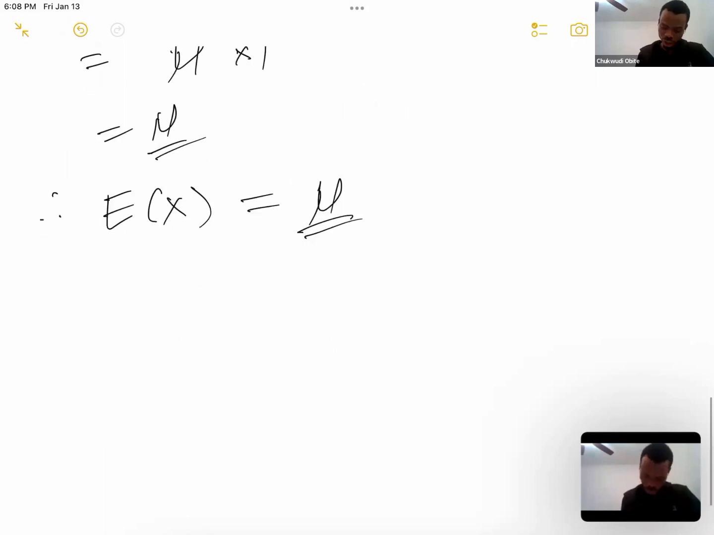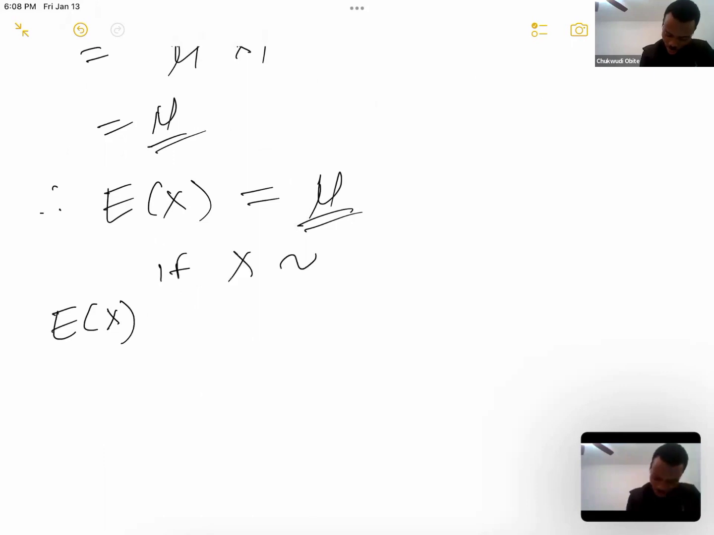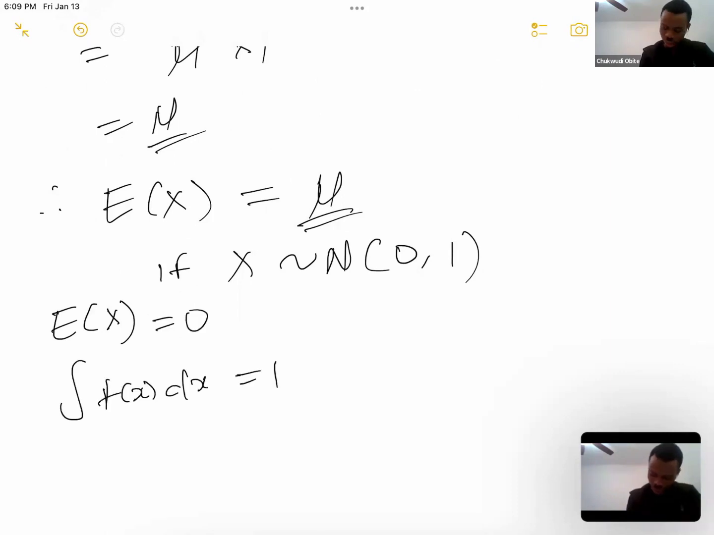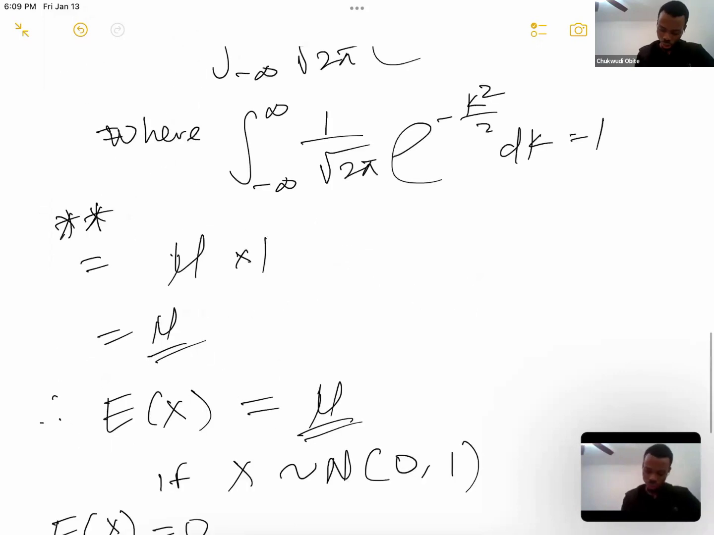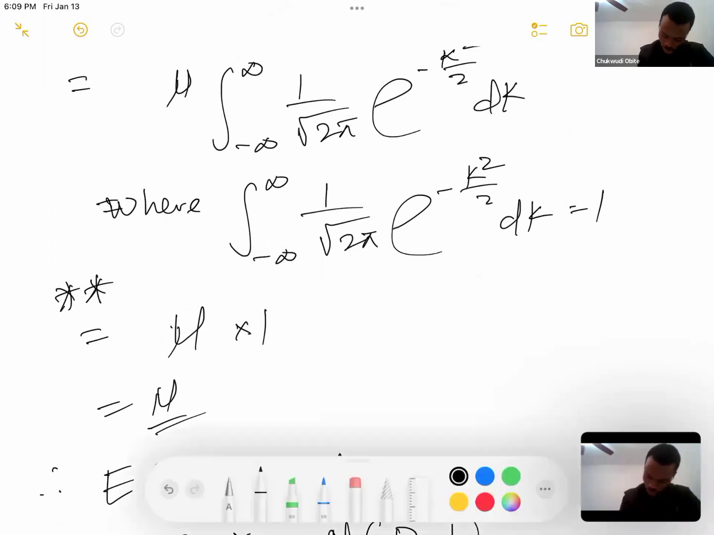Remember the two things I used there. I used the expected value of a standard normal. So if x follows a standard normal, when we say standard normal, the mean is 0 and variance is 1. If it follows this, then the expected value of x is 0 and the integral of the f of x is 1. So this is what I used to solve it. Though you can also prove this. In my next video, I will show you how to prove that this is equal to 1.